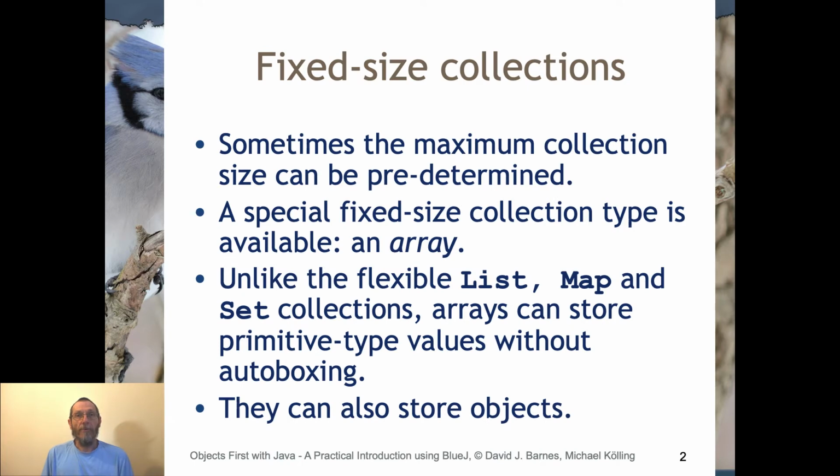So there are some problems where we know in advance exactly how many items of data we want to store. And these are the ideal situations for making use of an array rather than something like an array list or a linked list. Another difference between flexible size collections and array collections is that array collections can either store primitive type values without the need for auto boxing and unboxing, and they can also store object types as well.